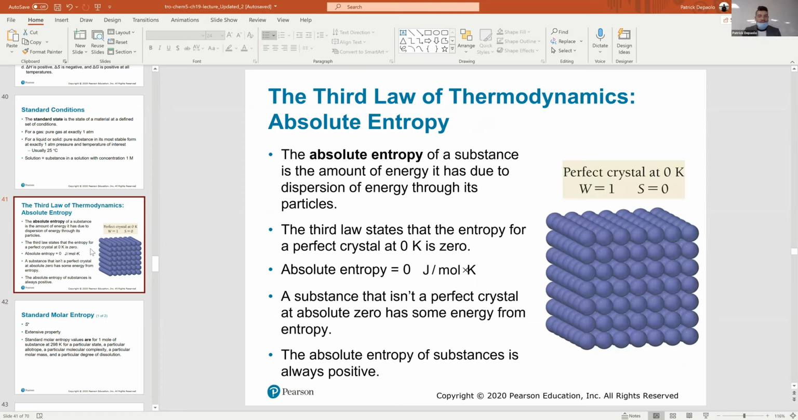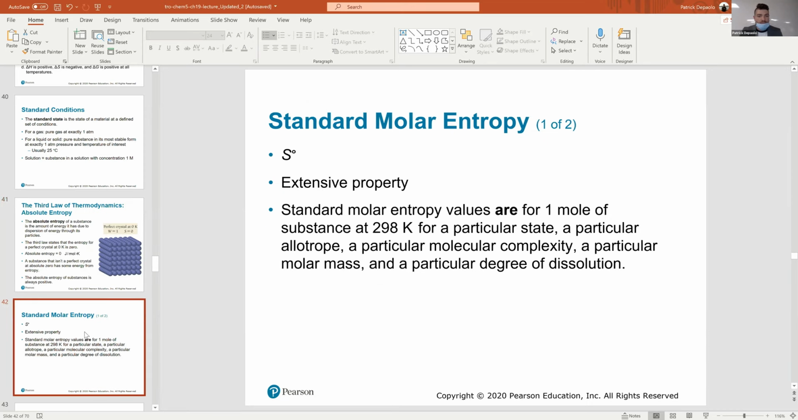So we use this term, a perfect crystal. If something is at 0 Kelvin, meaning the molecules in the substance have 0 movement and no energy associated with them, that means your absolute entropy is 0, which is impossible. But that's what we call absolute entropy being 0. We're not going to talk about that too much. What we are going to talk about is the standard molar entropy.